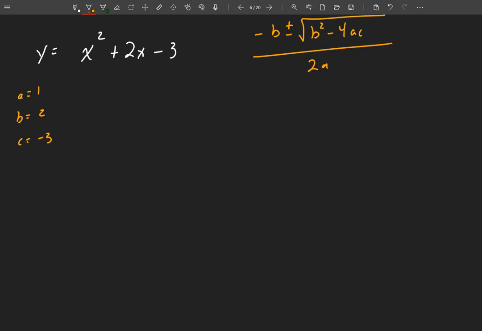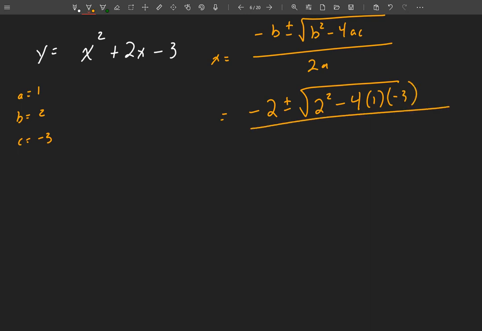Okay, so the formula says to put negative b. So I go negative, and then b is 2, plus or minus, square root of b squared, so I take 2 squared, minus 4. This will always be a 4. I get questions about that a lot. There's not very many numbers in here. There's only a 4 and a 2. The 4 and the 2 in this formula will always be there. It's just part of it. Times a, which is 1, and then times c, which is negative 3. And then all divided by 2 times a, which in this case is just 1.